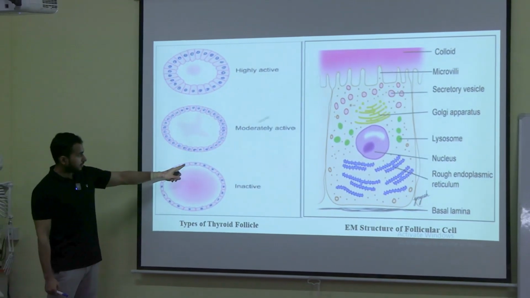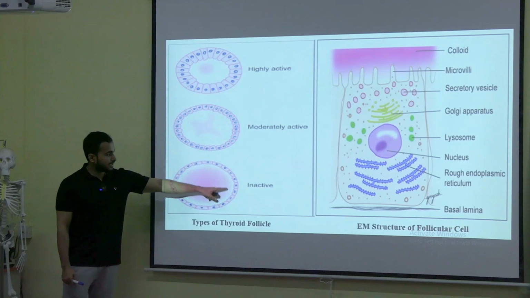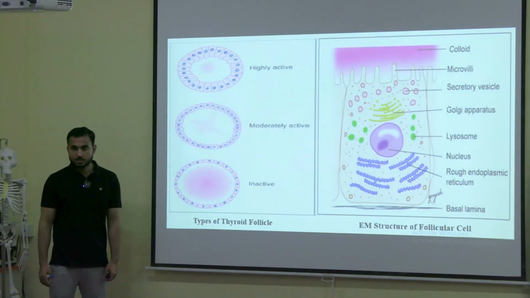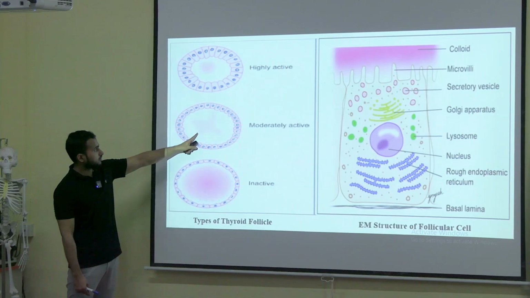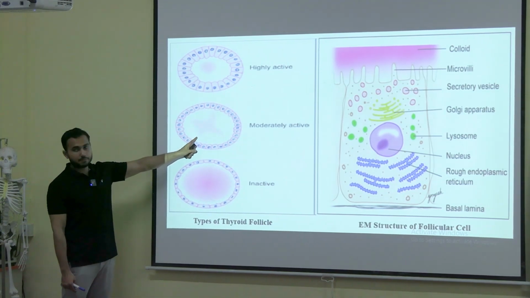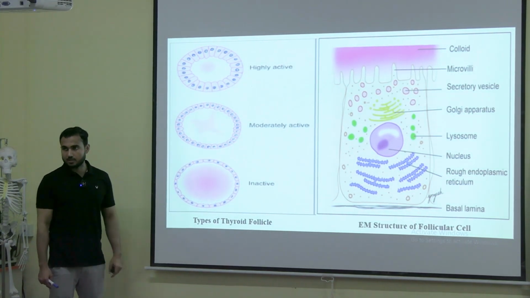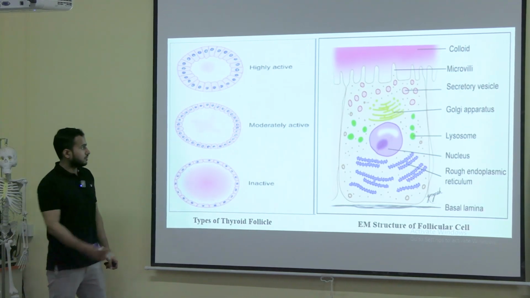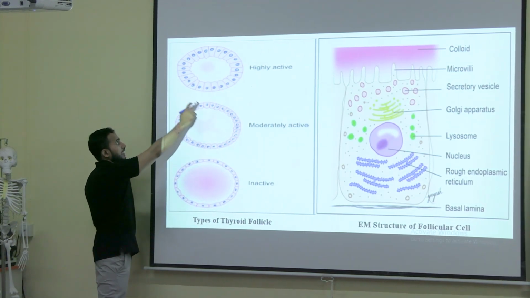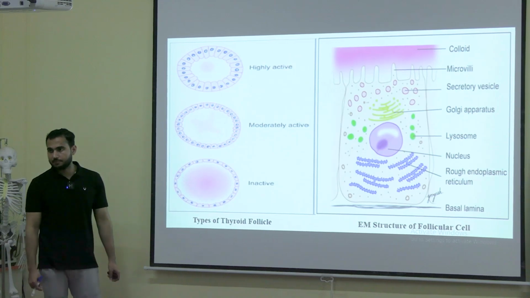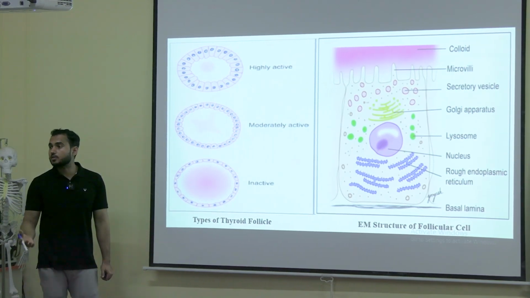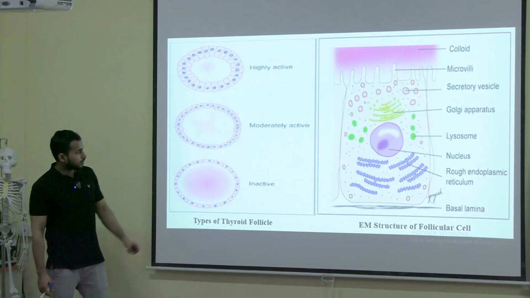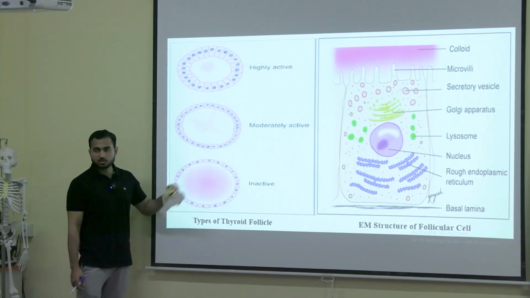If you take the example of the inactive follicle, the lining epithelium is simple squamous epithelium. A huge amount of colloid is present. Next, if you see this one, this is a moderately active follicle. Which is the lining epithelium here? Simple cuboidal epithelium. A moderate amount of colloid is present. And if you see this one, it is highly active, with simple columnar lining epithelium. A very small amount of colloid is present. Okay?